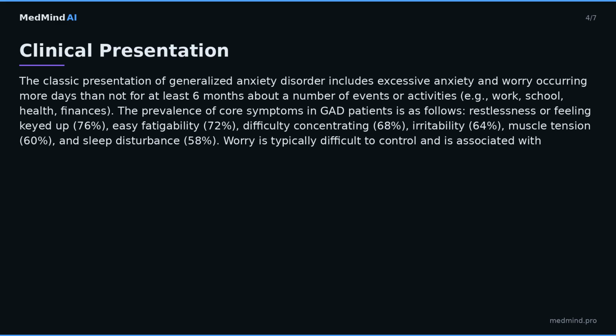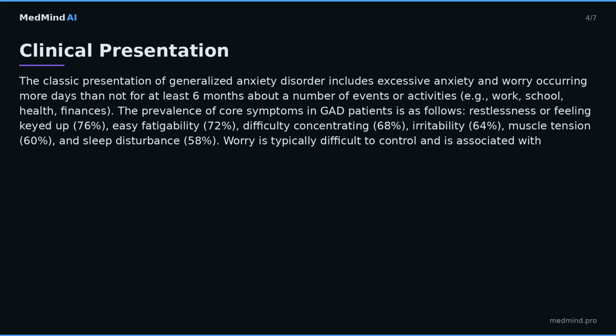The prevalence of core symptoms in GAD patients is as follows: restlessness or feeling keyed up, 76%, easy fatigability, 72%, difficulty concentrating, 68%, irritability, 64%, muscle tension, 60%, and sleep disturbance, 58%. Worry is typically difficult to control and is associated with significant distress or impairment in social, occupational, or other important areas of functioning. Atypical presentations are common in special populations.